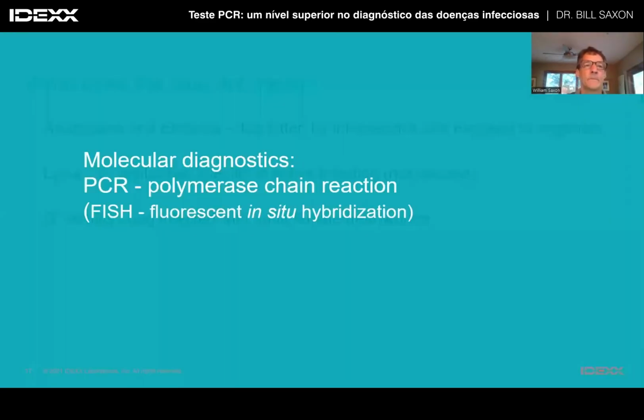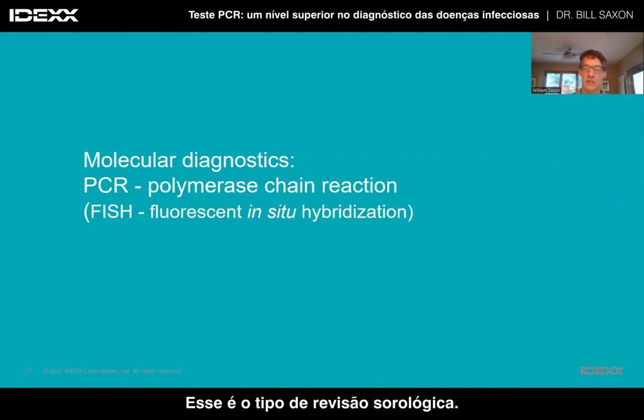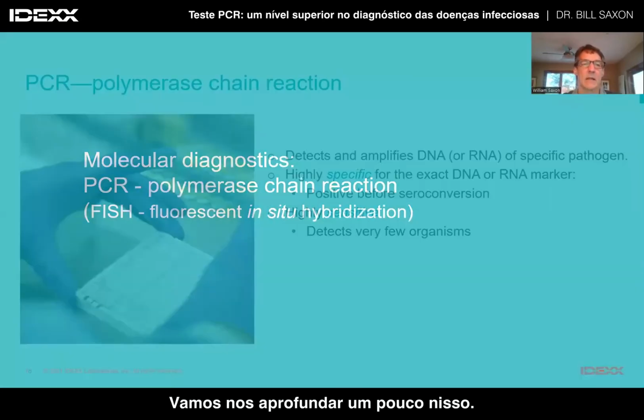Okay, so that's the serologic review. And now let's talk about what we're really here to talk about today, which is polymerase chain reaction, and how this is really a helpful tool and is going to be used increasingly for more infections in more ways going forward. So let's just dig into that a little bit.